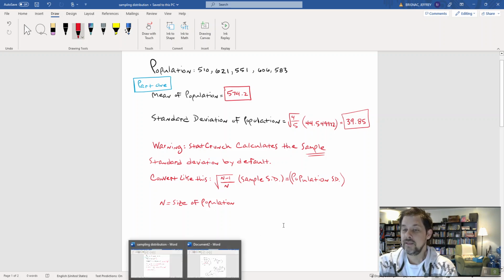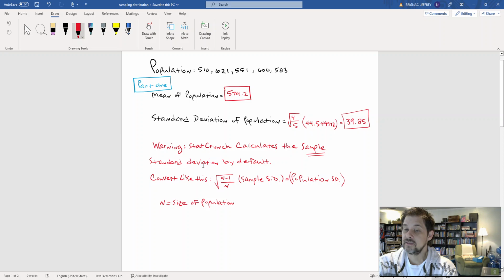Now that's true for standard deviations. They're different between the sample and the population. As far as the mean goes, the mean of a population can be calculated the same way as the mean of a sample. That's why I didn't have to adjust this number, okay? So that's part 1, all right?